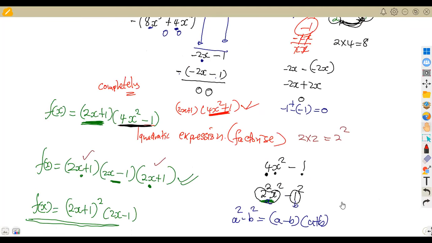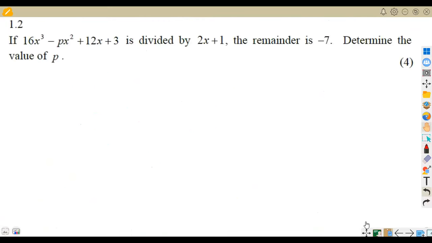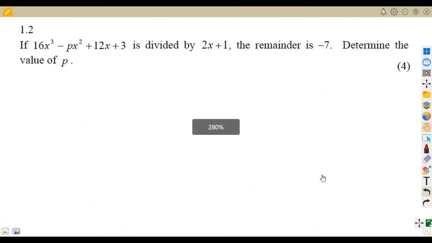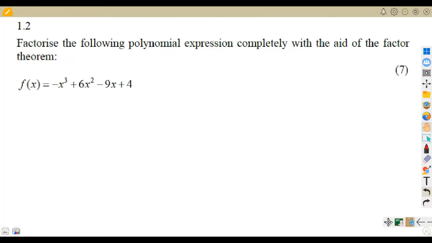Exactly. So these are the typical questions that you're supposed to work with in your revisions. Let's see if we're going to have another part that is different. This one is similar to that question of a remainder. If you check, divided by this one, the remainder is -7. So I want you to try this one and determine the value of P. All right, I'll try this one.